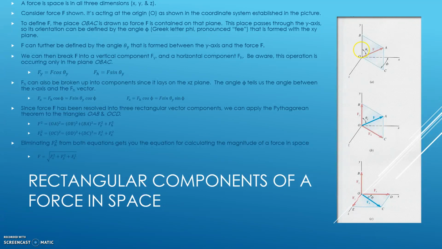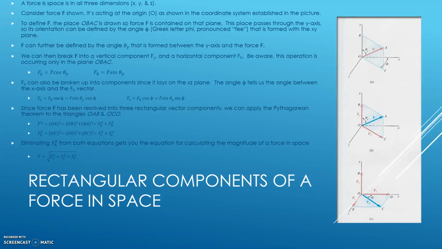Okay, so we're going to look at this force F, and it's projecting somewhere out in space on our coordinate system that's shown. To define F, we are going to make a plane out of O, B, A, and C. That is the plane our force lies on.